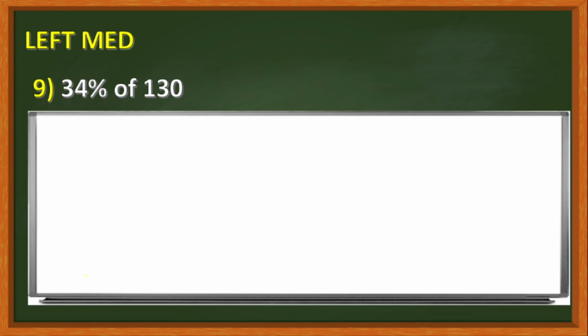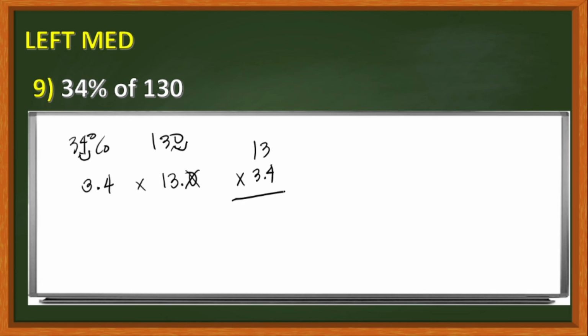34% of 130. So 34% of 130. You're going to move the decimal one place to the left, one place to the left. So it becomes 3 and 4/10 multiplied by 13. Because it becomes 13.0, disregard the 0. So we have 13 multiplied by 3 and 4 tenths.